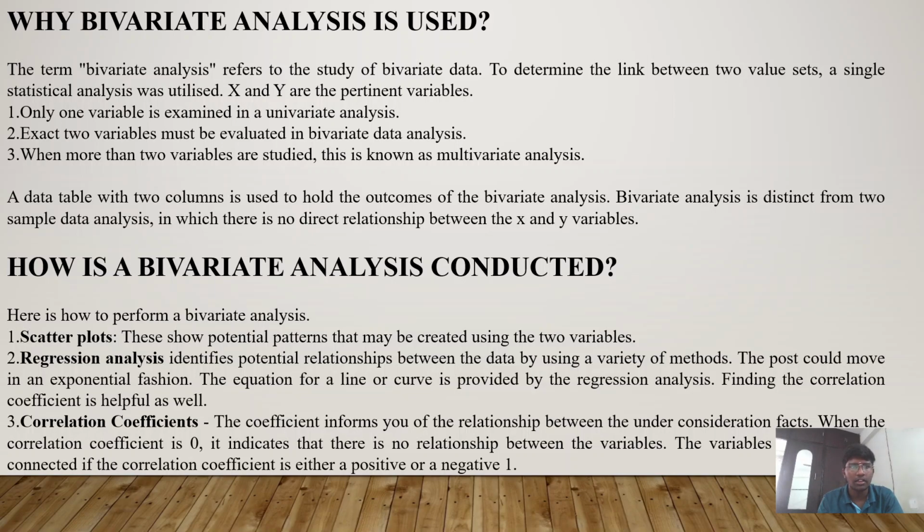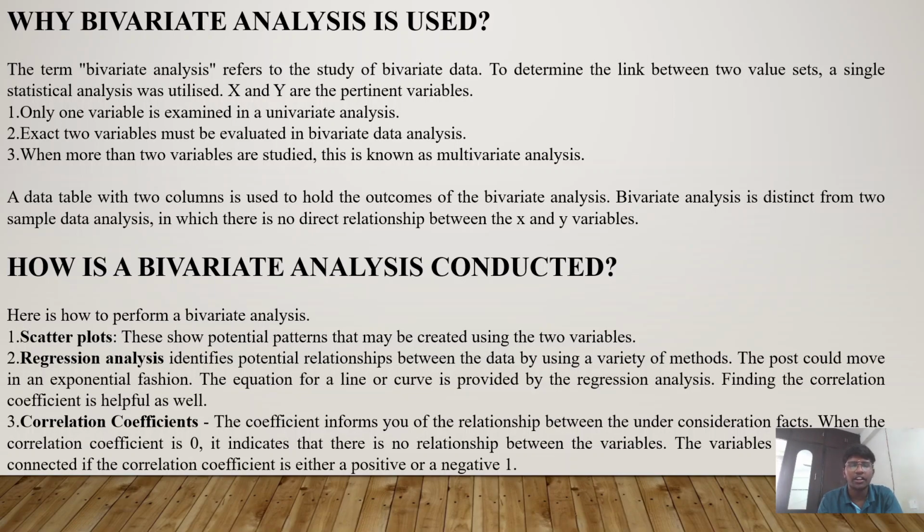If the analysis contains only one variable, we call it univariate. And if it consists of two variables, we call it bivariate analysis. And if there are more than two variables, this is known as multivariate analysis. Now, how is bivariate analysis conducted? That means how we can perform bivariate analysis.